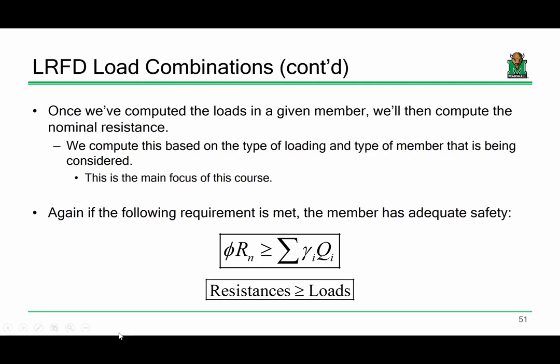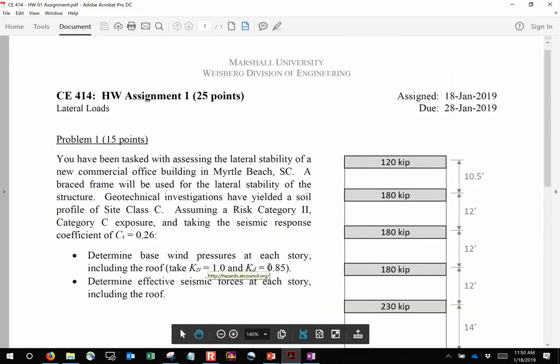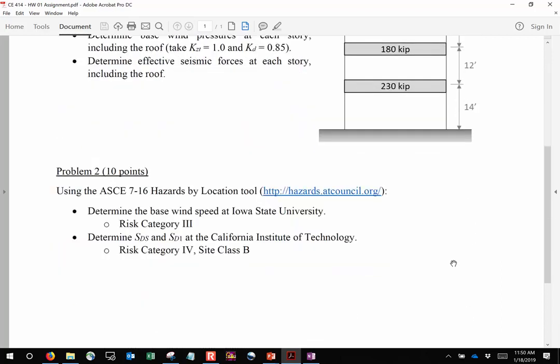The last thing I do want to show you before you leave is this. I have posted this on Blackboard. This is homework number 1. It's a pretty straightforward homework. I've given you a frame and a seismic response coefficient and some general characteristics about the site, and I want you to determine base wind pressures and effective seismic forces at each story. And so there's all that detail there. And then I just want you to exercise that lookup tool a little bit. Tell me what the base wind speed is at Iowa State University and what some seismic response coefficients are at Caltech.